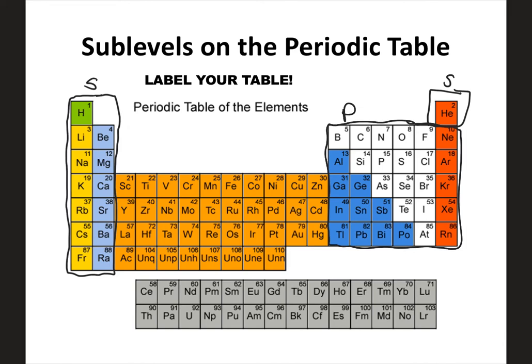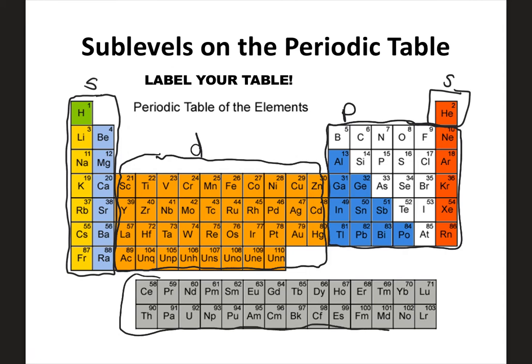And then your D sublevel are all these elements here in the middle. These are all the D sublevel. And then these down here at the bottom, these two rows are your Fs. So the periodic table is arranged nicely in these sublevels. Definitely label your table because you need to be able to reference this.